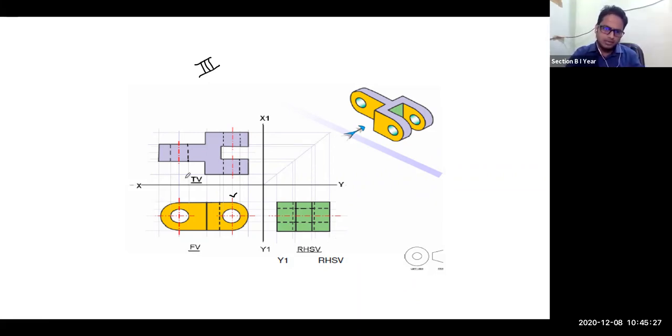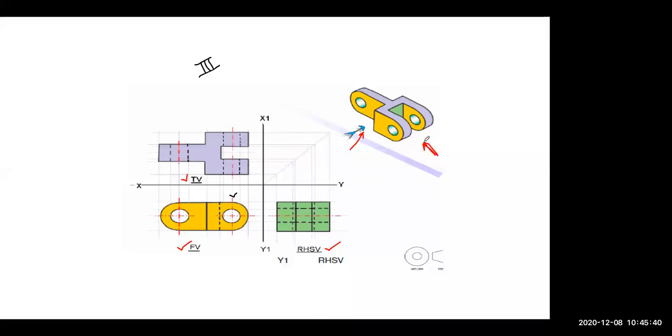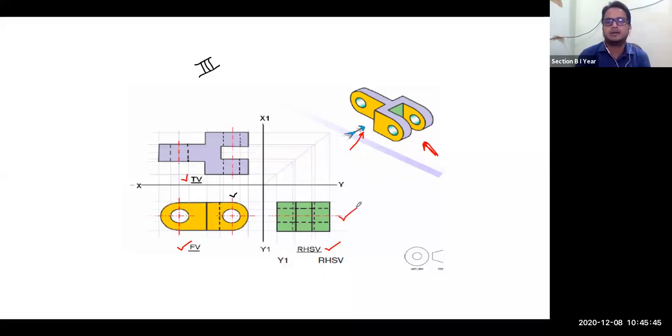Here, three views we have: top view, front view, and right hand side view. Okay, this is the observer. So the right hand side view will be visible from this side. Whatever view is coming from this side, that is drawn over here. At the middle part, you can see two complete thick lines here. This is the first one, this is the second one.